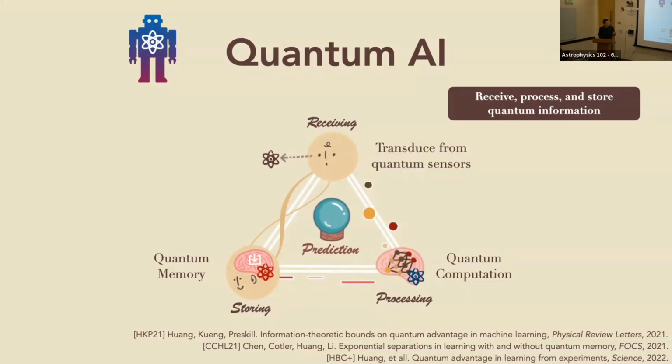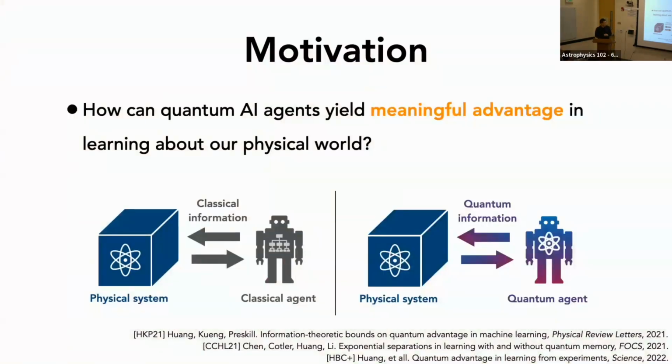And hence, one of the overarching questions in this research program is the following. How can quantum AI agents obtain meaningful and hopefully useful advantage in learning about our physical world? So this is the main question that I'm going to talk about throughout this talk. I'm going to do some brief review and then talk about some of the latest developments.